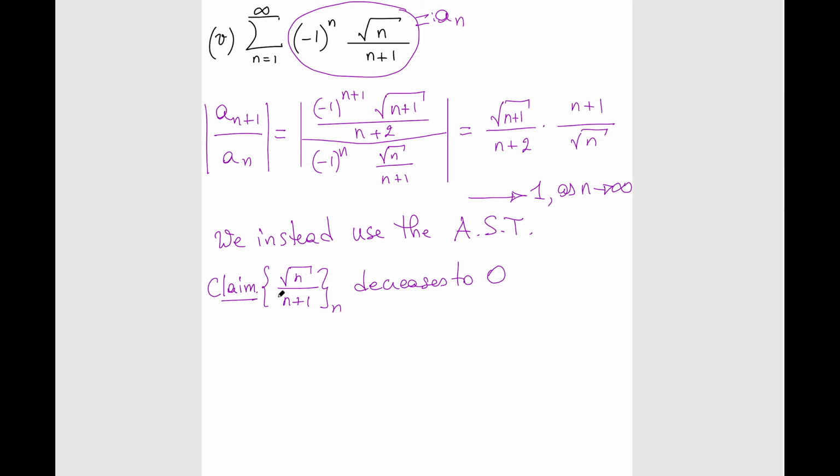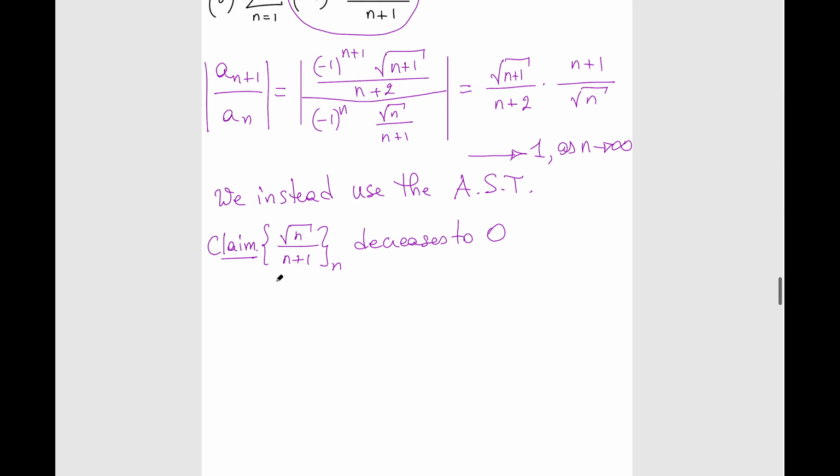Well, this goes to 0. It's not a big deal to show that this is going to 0. The leading term upstairs is n to the power half, and the leading term downstairs is n. This is the same as the limit as n goes to infinity of 1 over n to the power half, which is 0. So this is not a problem.